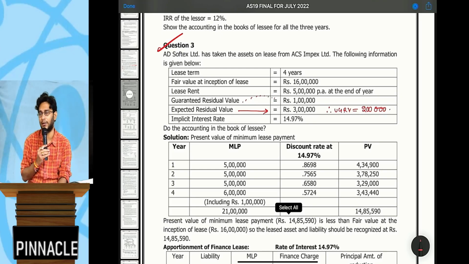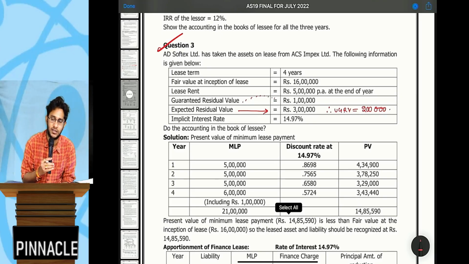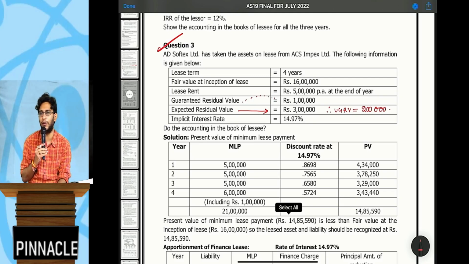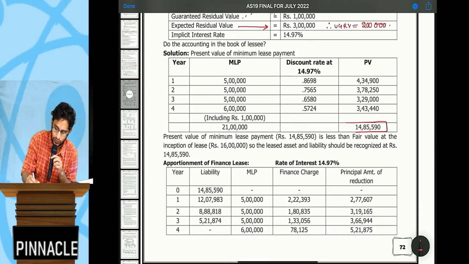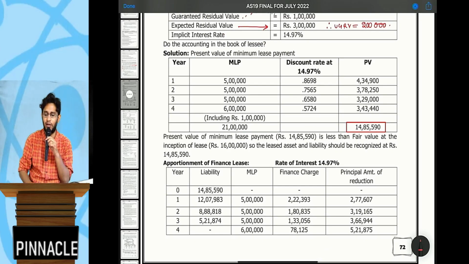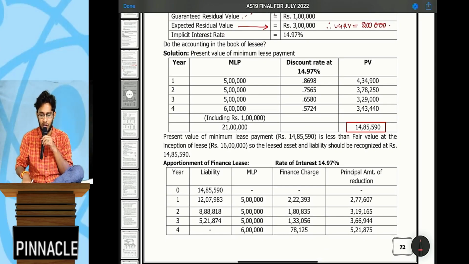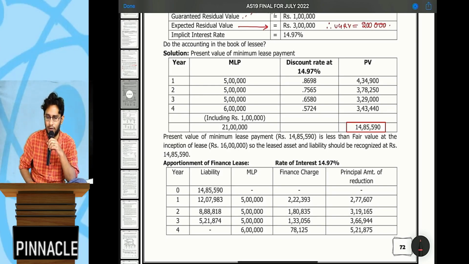Lessee accounting, first step is what? You calculate PV of MLPs. Which cash flows will you consider? 5 lakhs every year for a period of 4 years. At the end of the 4th year you will take only 1 lakh, not 3 lakhs, not 2 lakhs, only GRV. Discount everything to today. He got 14,85,590. What is the fair value of the asset? 16 lakhs. Whichever is lower, 14 lakhs only. So capitalize the asset at 14 lakhs.